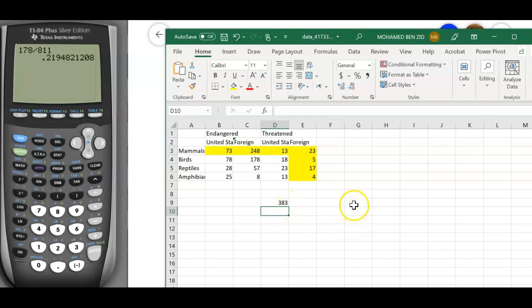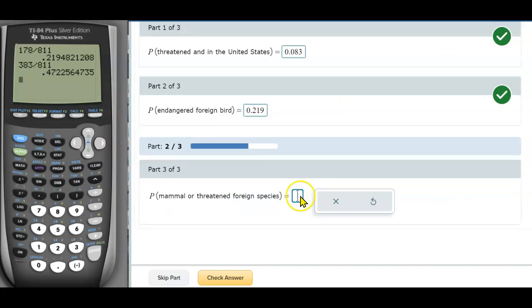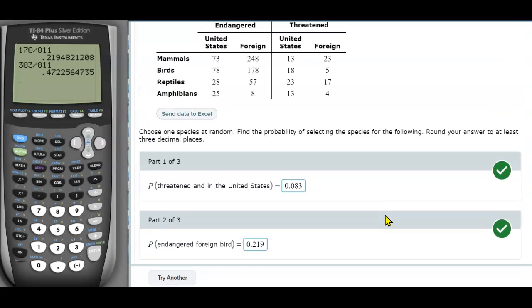While I'm there, I can use the equal sign, click on this one and divide by 811. Enter, and that's going to be the probability. Let me double check it again: 383 divided by 811 equals 0.4722. Let's go and plug it in: 0.472, because the other two were rounded to 3 places as well. Check it, and that's correct. Okay, that's great.